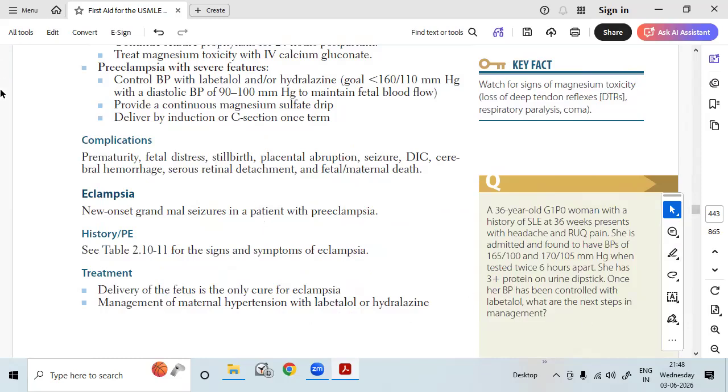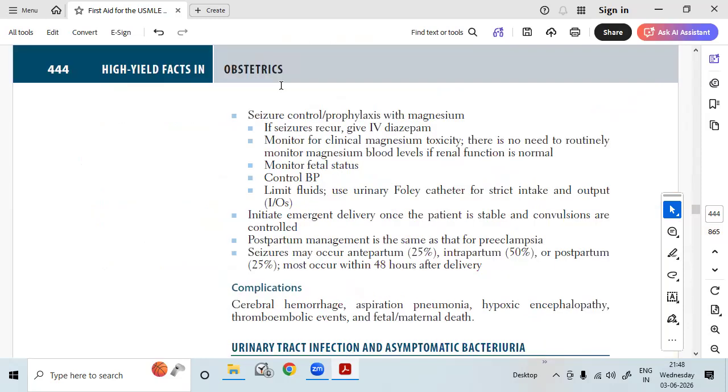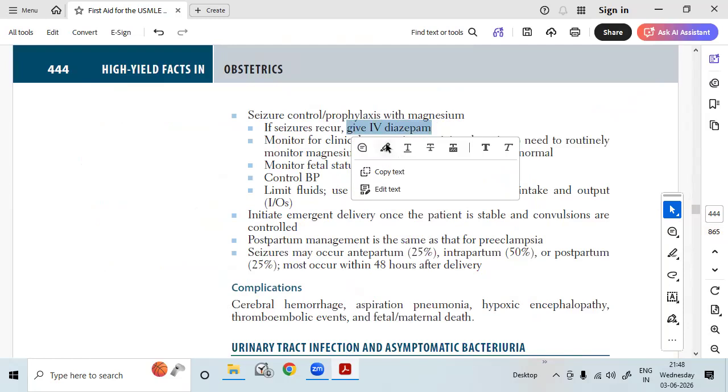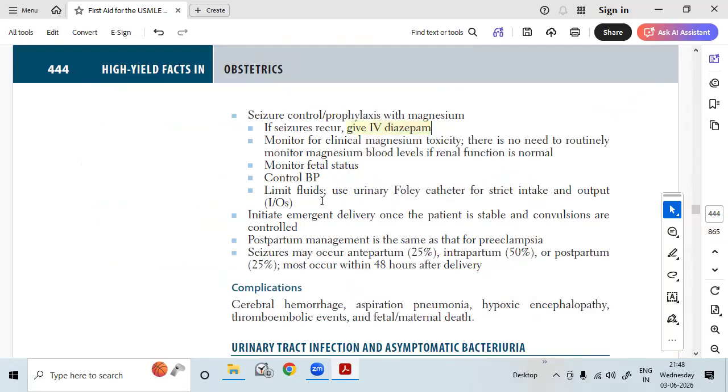You need to deliver this case. After controlling the blood pressure, you need to deliver. She is already 36 weeks, which is more than 34, and delivery will be her only cure in this case. Seizure control prophylaxis with magnesium. If the seizure recurs, what will you do now? First, you give magnesium. The next step will be to give diazepam.